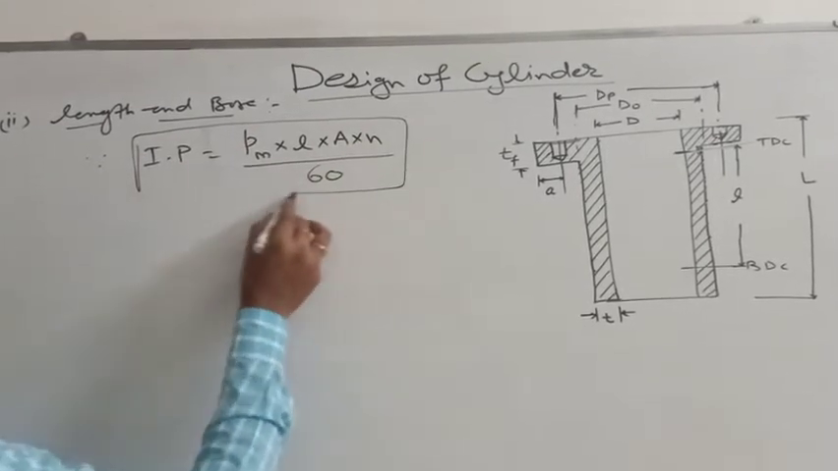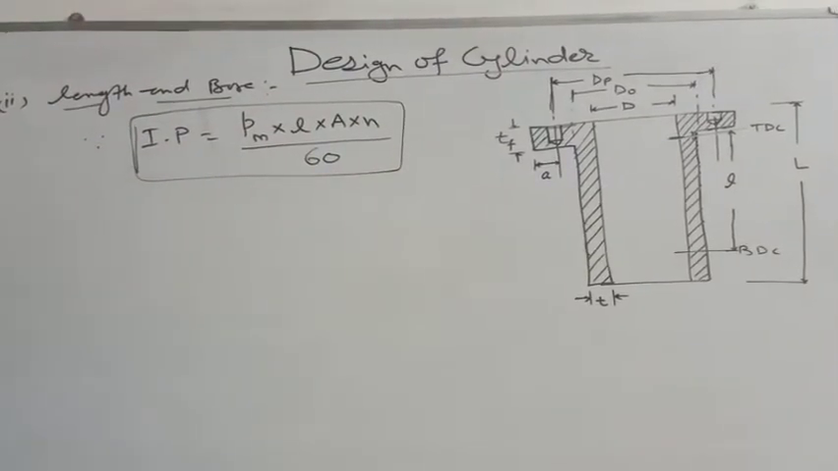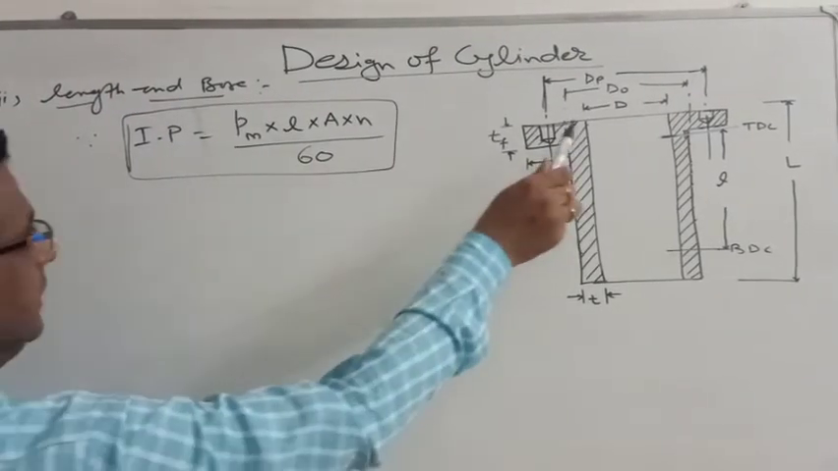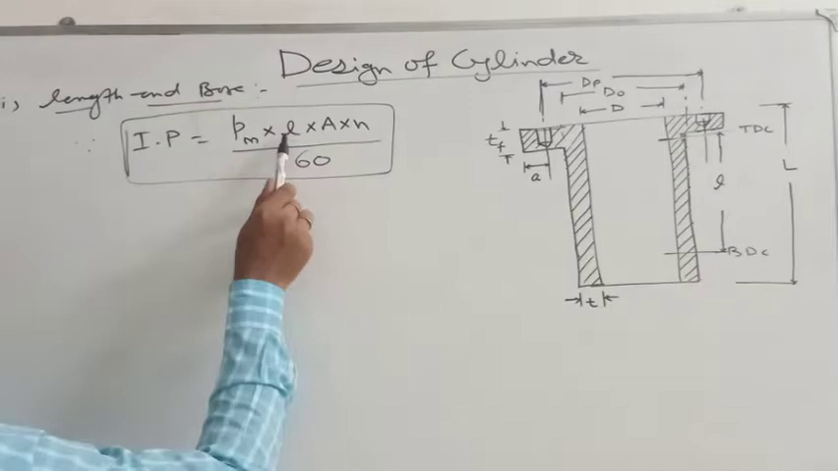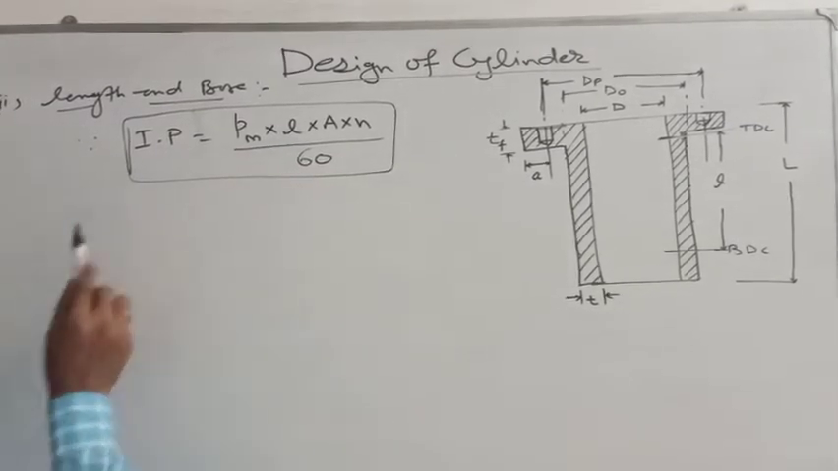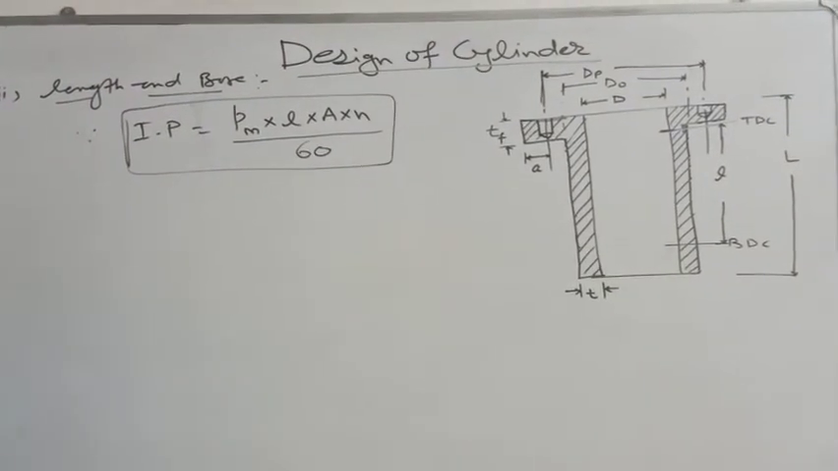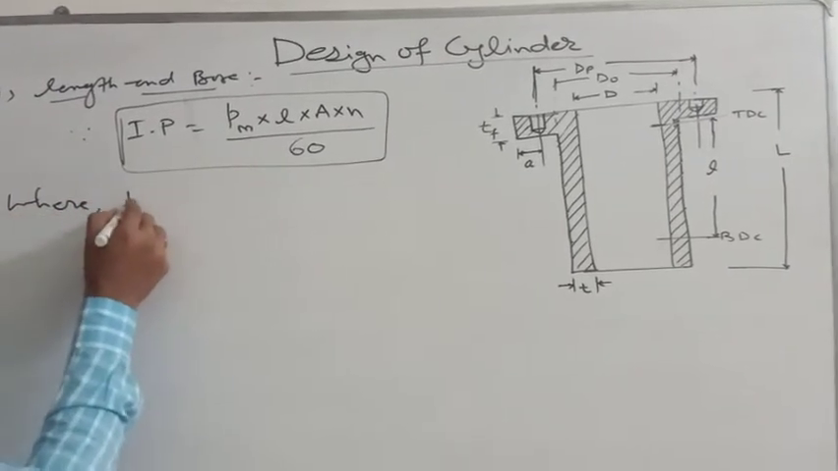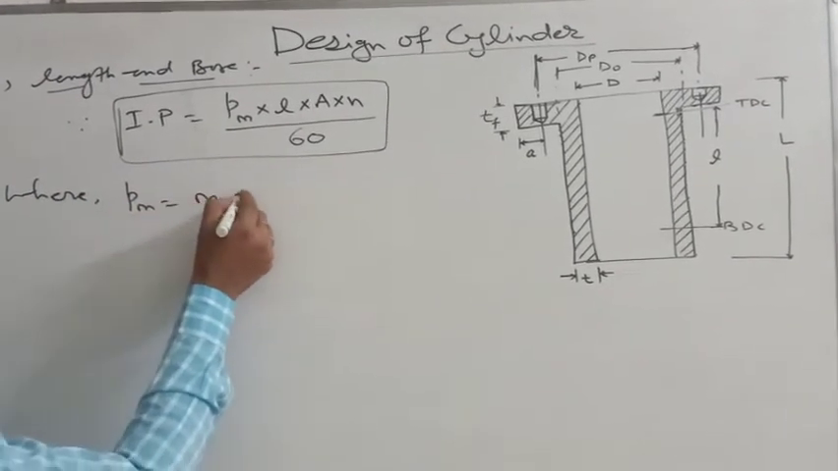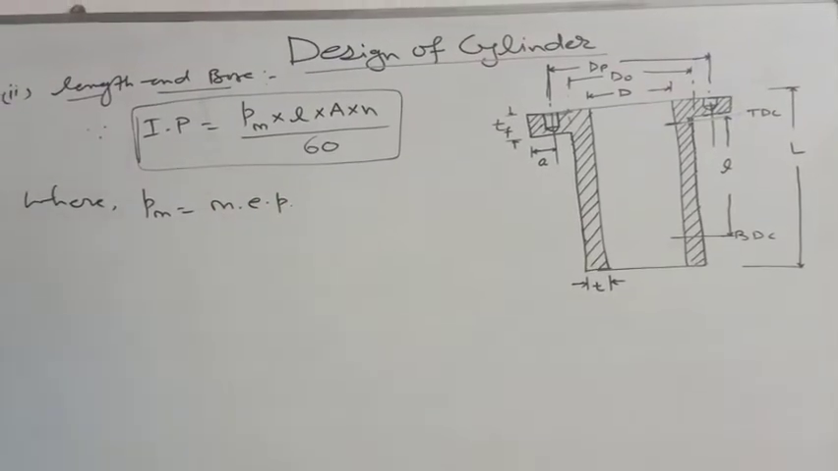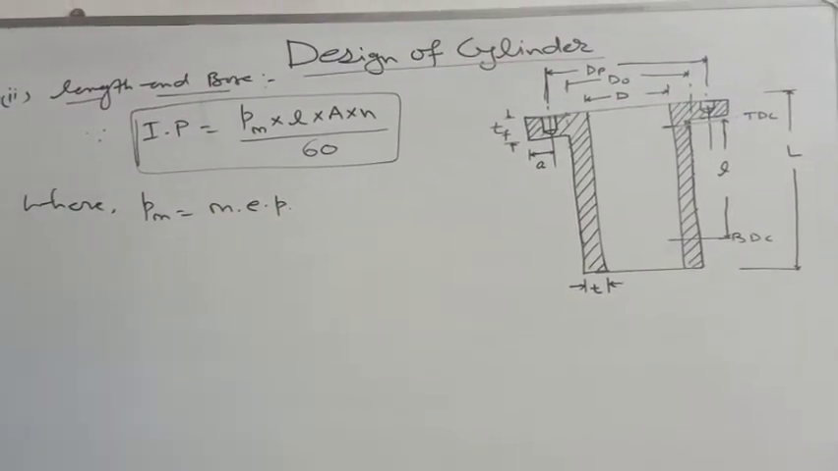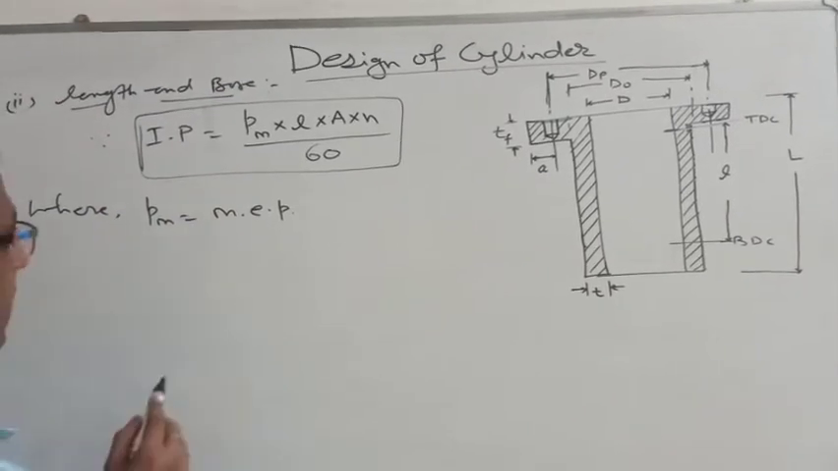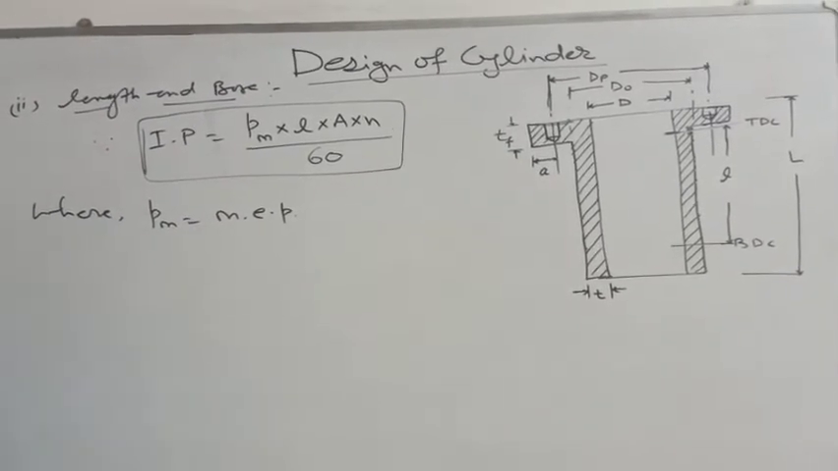By the use of this formula we can find the value of the inside diameter D, because we know that the length of the stroke is in terms of D. Here P mean is the mean effective pressure, but it is based on the indicated power. If we are using the brake power, then it is known as the brake mean effective pressure.